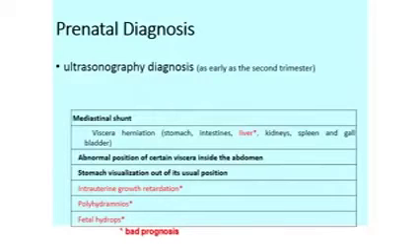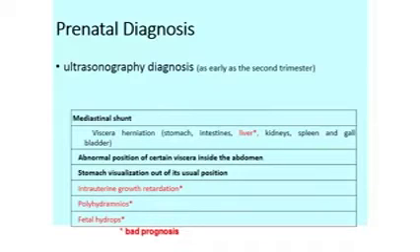With such conditions, usually prenatal diagnosis is possible through ultrasonography, and the defect may be discovered as early as the second trimester. What is seen is a mediastinal shift. The mediastinum is shifted to one side. The examiner may be able to see visceral herniation, stomach, intestines, sometimes liver, kidney, spleen, and gallbladder inside the chest. So abnormal position of certain viscera inside the abdomen.